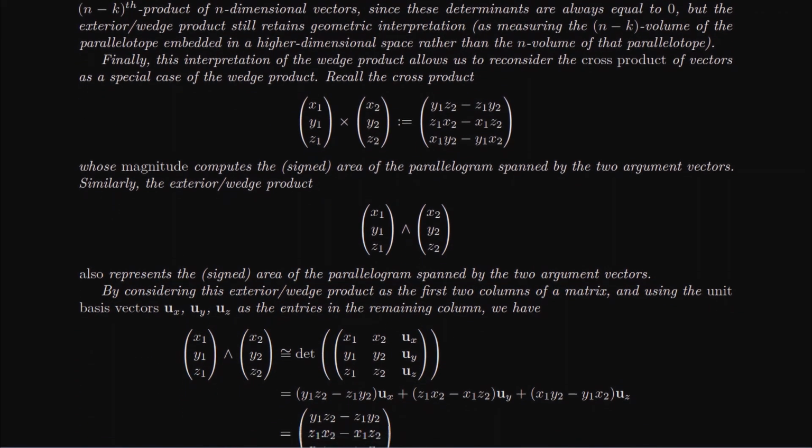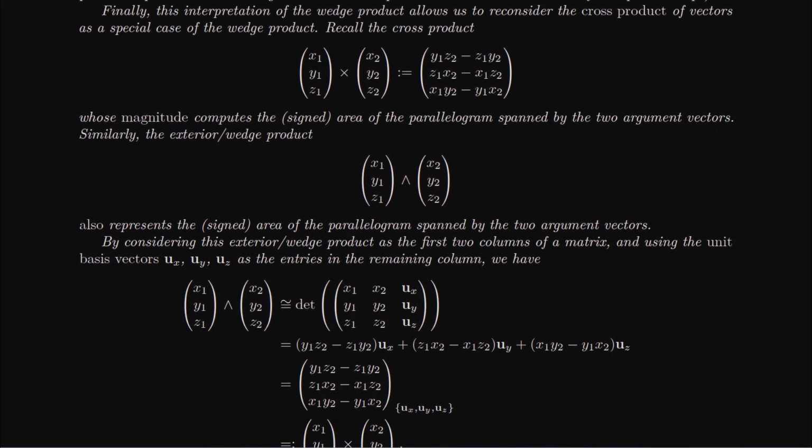So what's really cool is that this idea of interpreting the wedge product as a space of determinants gives us a new way of thinking about the cross product and really understanding where it came from. Recall the cross product of two vectors, x1, y1, z1, and x2, y2, z2. For the first entry, you cross out the x direction, and you get y1, z2 minus z1, y2. Then you cross out the middle column, you get z1, x2 minus x1, z2. And then you cross out the last column, you get x1, y2 minus y1, x2.